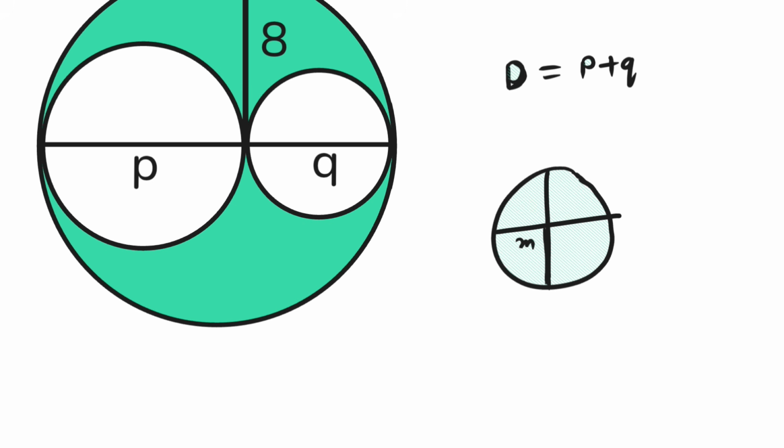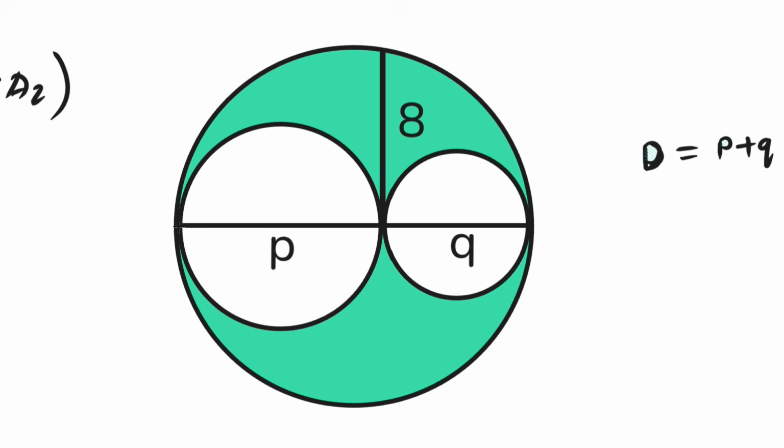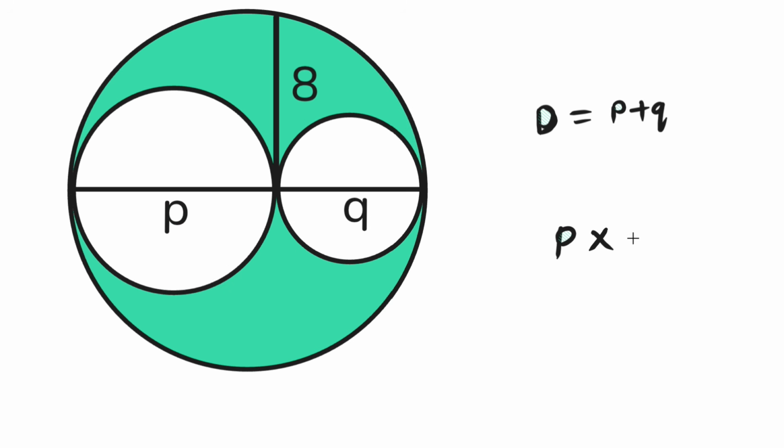Now look at our large circle. The horizontal diameter is one chord, and the common point of the two smaller semicircles divides this diameter into two pieces. Those two pieces have lengths p and q. So one product is simply p multiplied by q.